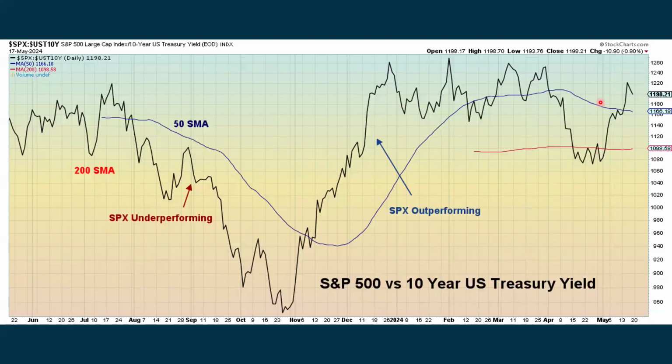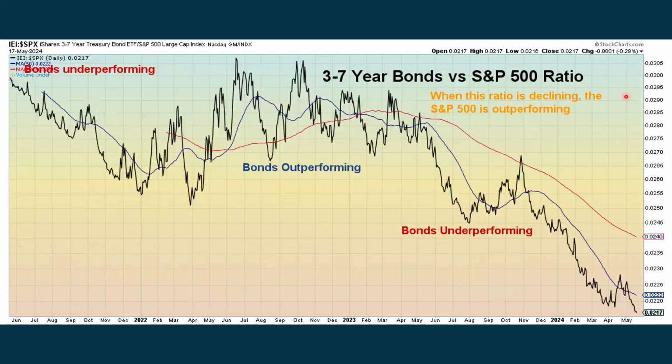Then we look at the S&P and compare it with the 10-year yield. We were coming down as we were seeing some weakness in April. We finally bounced around a little bit and lately have been starting to break back up, showing that stocks are outperforming the 10-year yield. And I've been showing this in the daily video. When this is going down, that means the bonds are underperforming. This is a ratio between 3 to 7 year bonds and the S&P 500. If we're to stay more positive with the S&P, we want to continue to see this ratio go down.